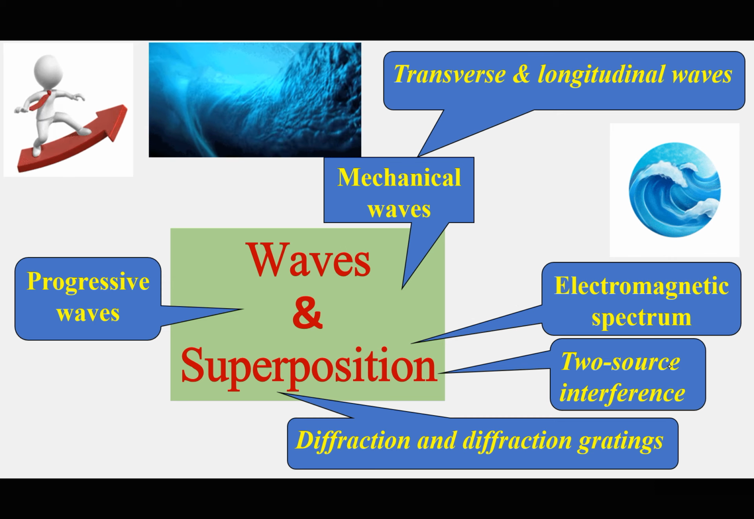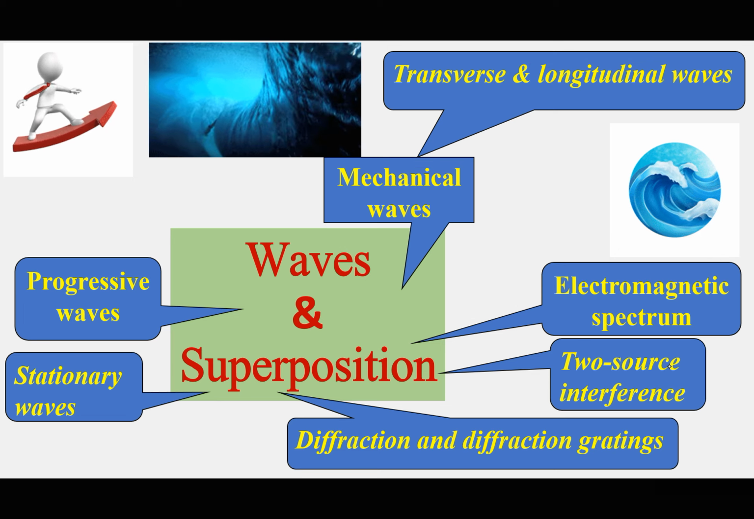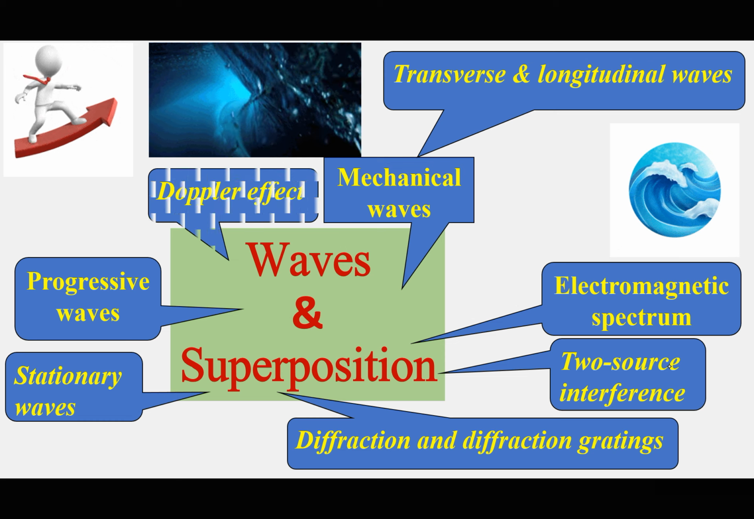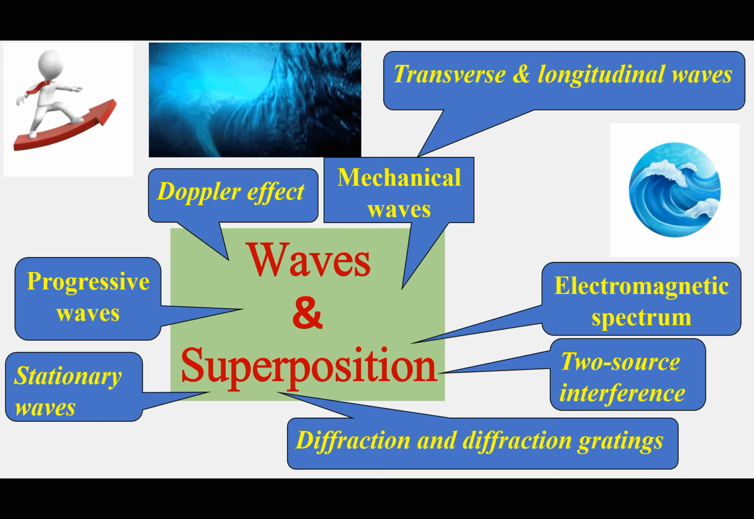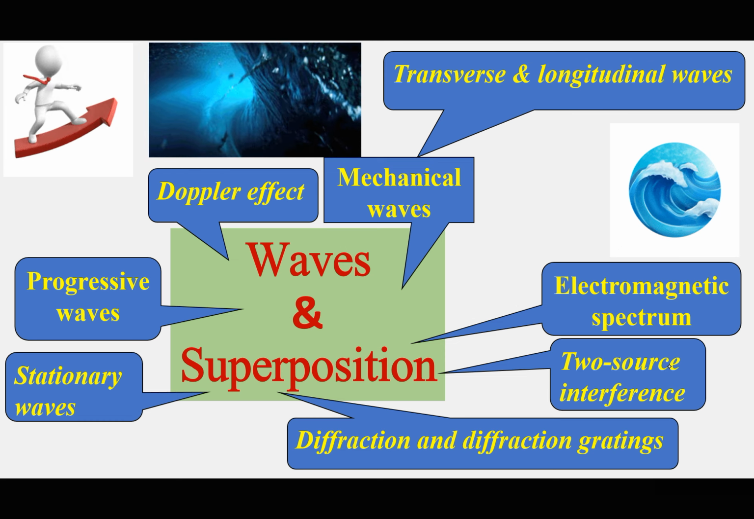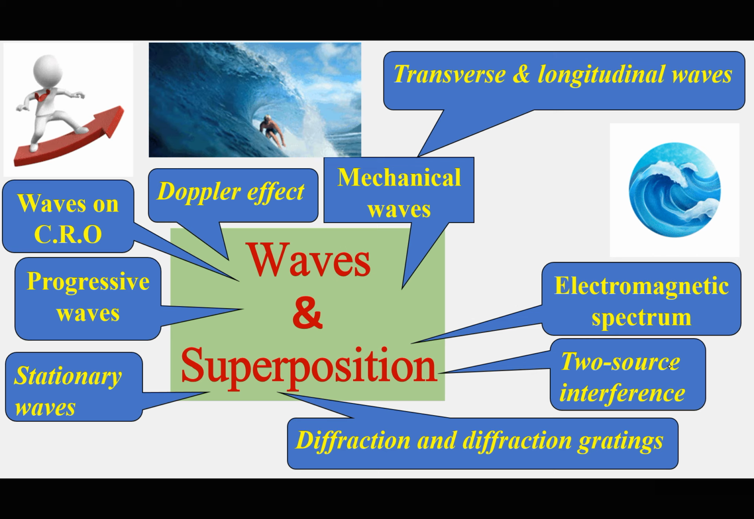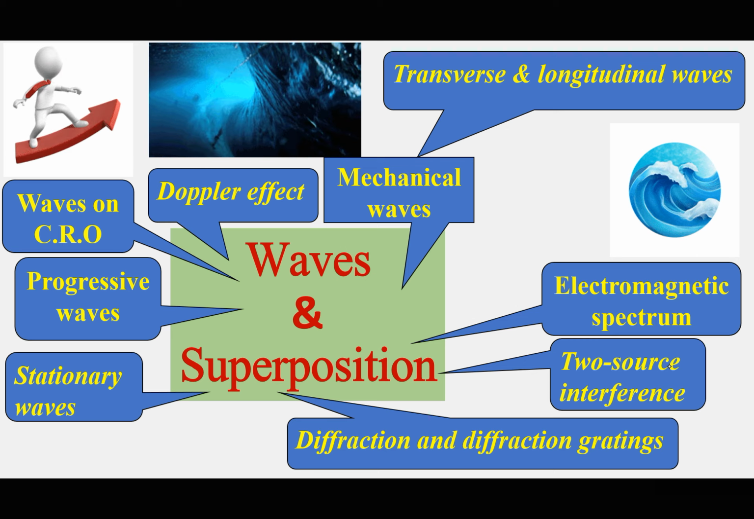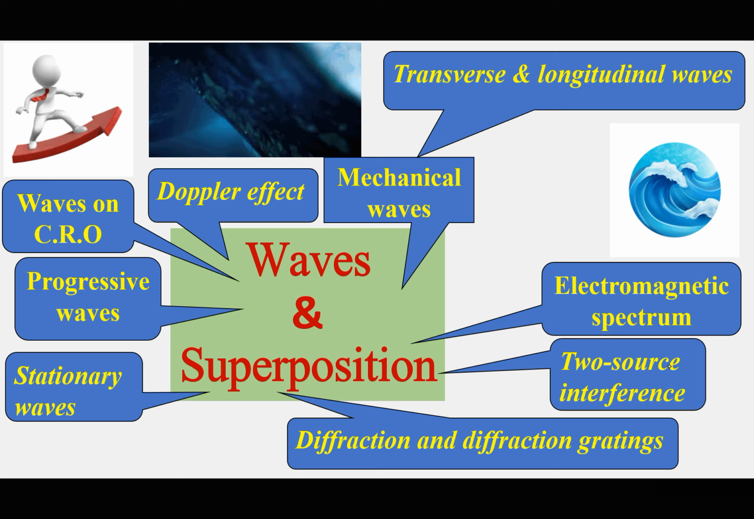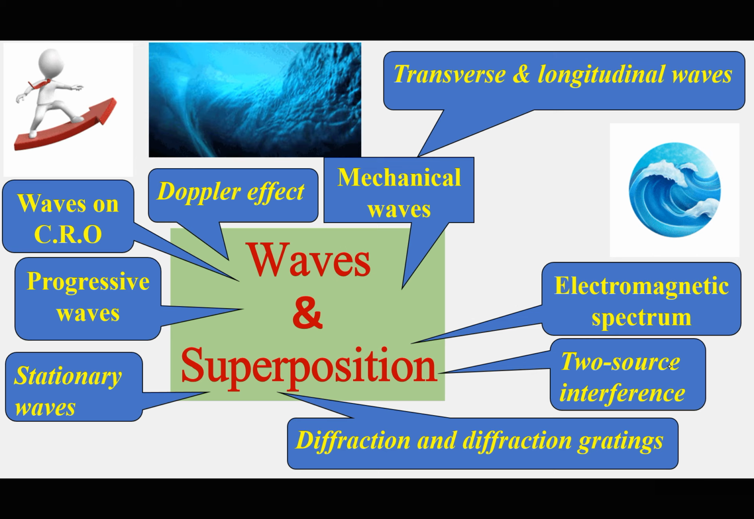We shall talk about progressive waves. You might have mentioned them in IGCSE. We shall talk about stationary waves, where we shall be able to distinguish between progressive waves and stationary waves. We shall talk about the Doppler effect, and I think you might have somehow mentioned the Doppler effect in IGCSE, but not in much detail. We shall also talk about waves on a c.r.o., where we shall do calculations to determine frequency, period, and amplitude of waves on a cathode ray oscilloscope. So these are going to be the most important subject areas under waves and superposition.